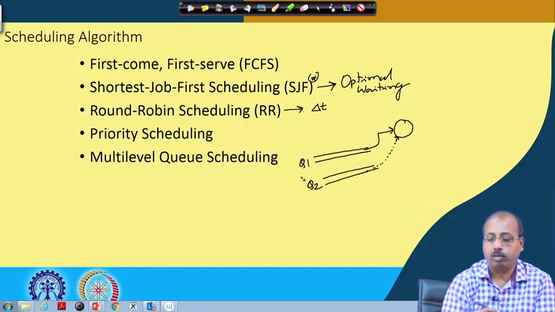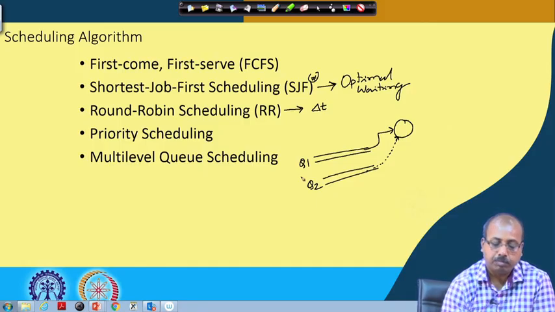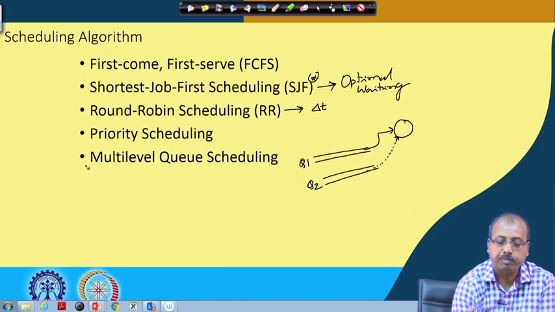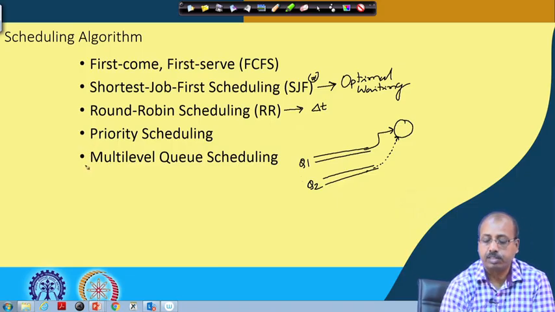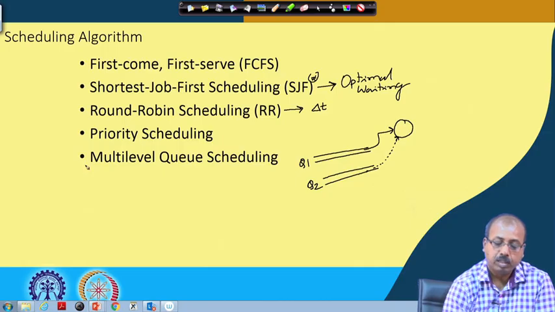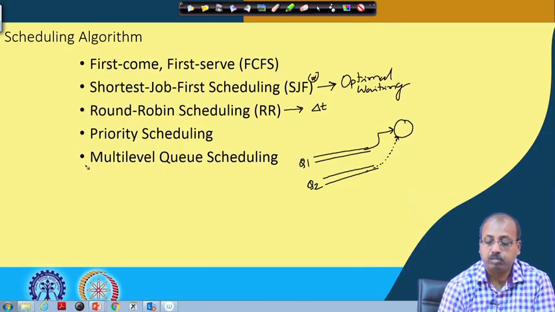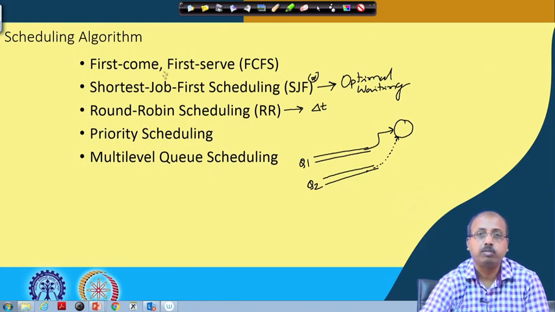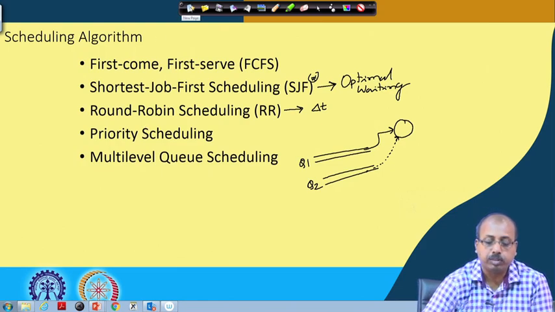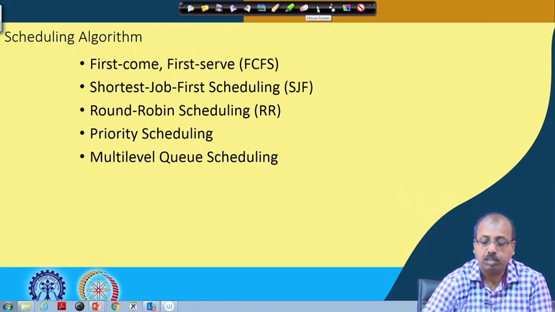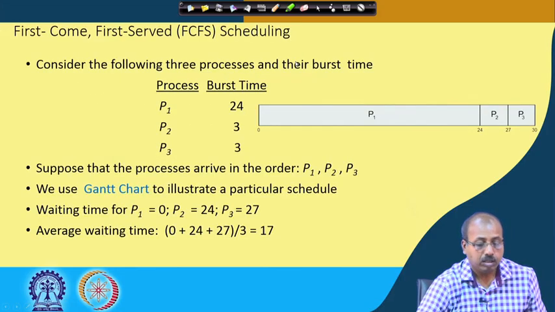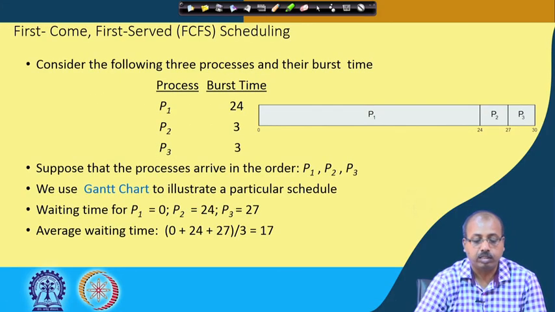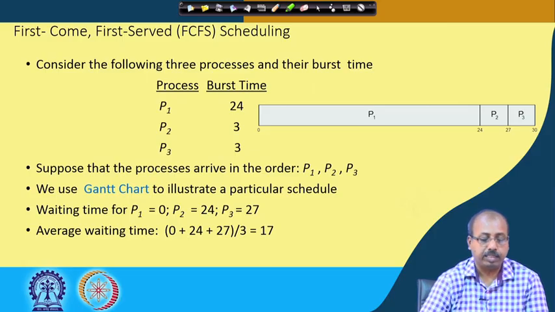So, we have a combination of priority and maybe the arrival time, the first come first serve, to get this multi-level queue scheduling. We will look into each of the scheduling policies one by one and discuss the pros and cons of each of them. To start with, we will look into first come first serve scheduling, or FCFS scheduling. We will take an example to explain the case.